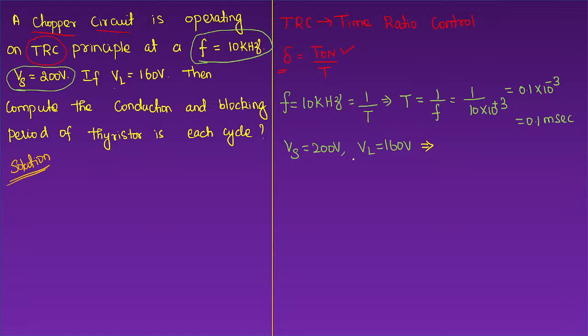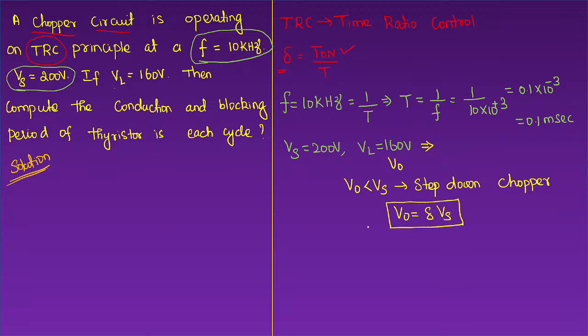So here, if you compare the load voltage, which we basically call the output voltage: when the value of output voltage is less than the value of supply voltage, then this is called a step-down chopper. First conclusion I can make here. So from this, I can conclude the given circuit is a step-down chopper. In case of a step-down chopper, we know the output voltage V0 will be equal to delta times the supply voltage Vs, that is the input voltage. That is the relation between input and output voltages in a step-down chopper.